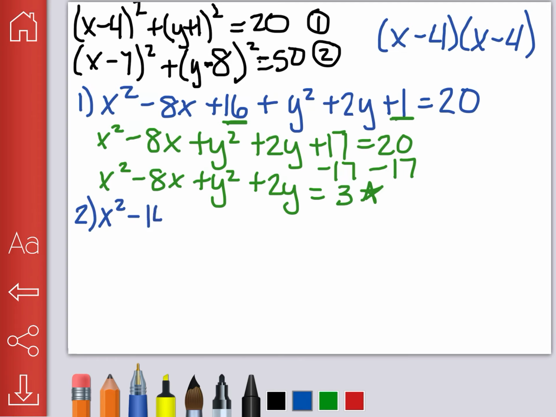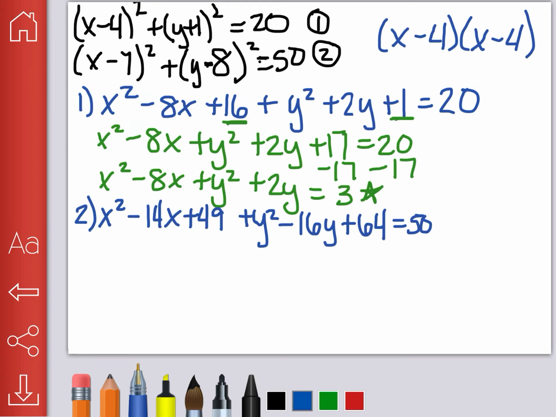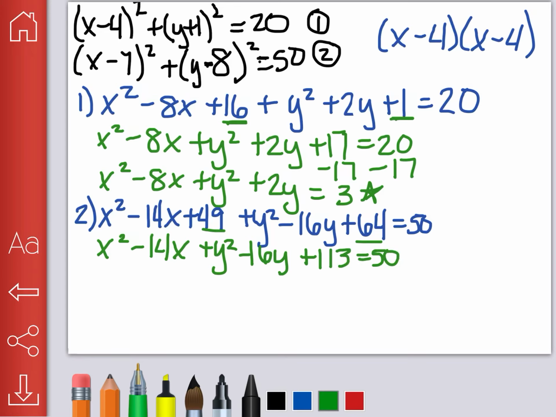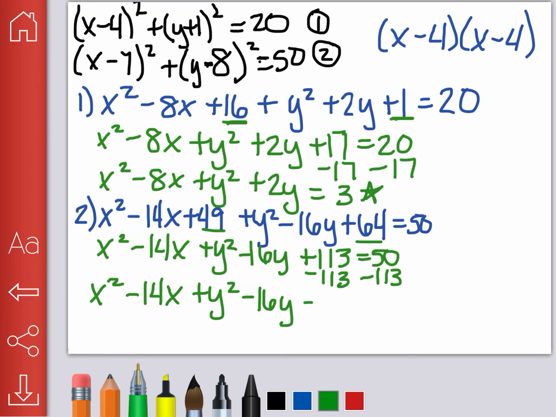So x squared minus 14x plus 49 plus y squared minus 16y plus 64 equals 50. I'm going to do the exact same thing. I have x squared minus 14x plus y squared minus 16y. 49 plus 64 is 113, equals 50. I'm going to do the same exact thing. Subtract 113 from both sides. So now I have x squared minus 14x plus y squared minus 16y equals negative 63.